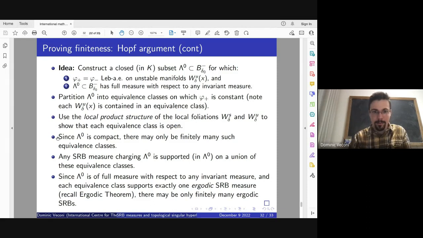So the point here ends up being that every SRB measure is supported on exactly one of those equivalence classes, and every one of those equivalence classes must support exactly one SRB measure. And that tells us that there can only be finitely many SRB measures because we're working in a compact set, and each of these equivalence classes ends up being clopen in B minus delta, or in an appropriate subset of B minus delta.